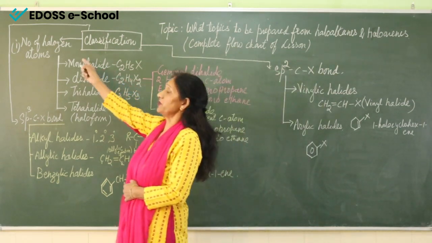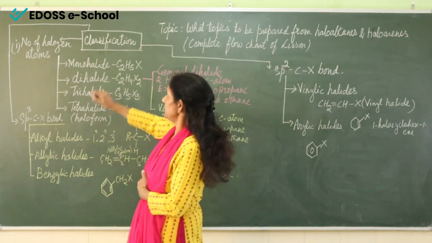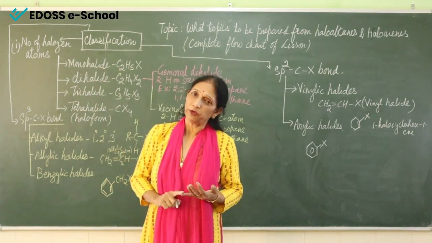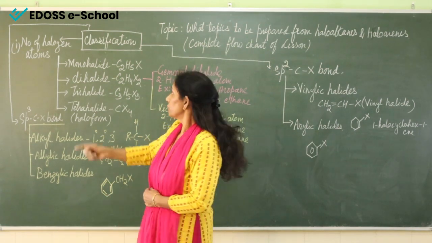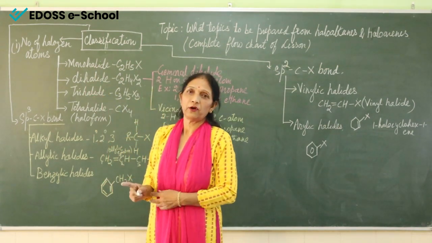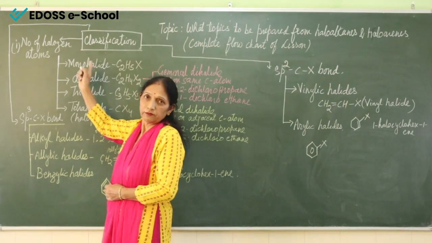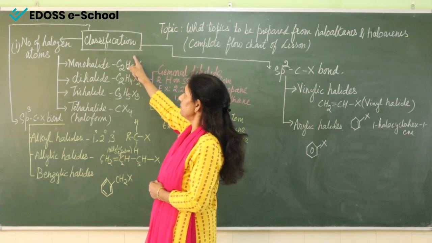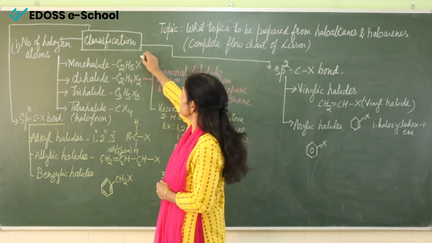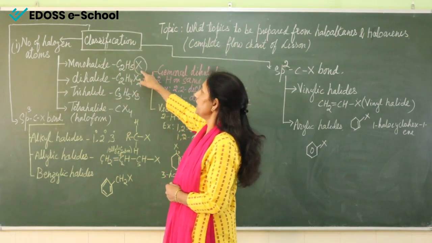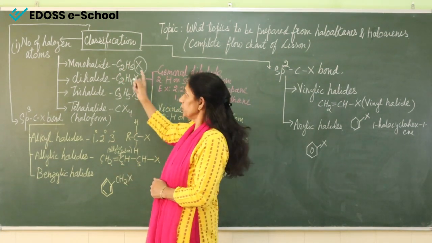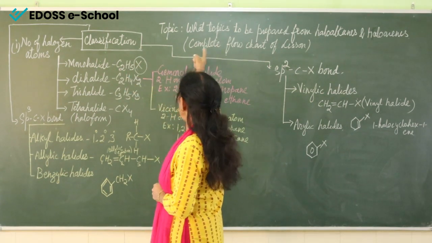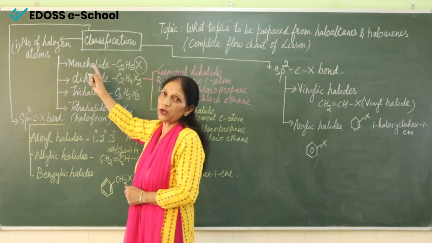Now we are coming to the first, number of halogen atoms. Now see here, the number of halogens can be 1, can be 2, can be 3, can be 4, or it can be poly. So if only one halogen or one halide is present, then we call it monohalide. The example we can take is C2H5X. Here we are seeing only one halogen is there. So this type of haloalkanes are known as monohalides.